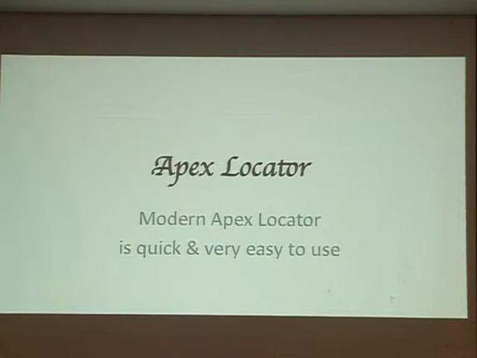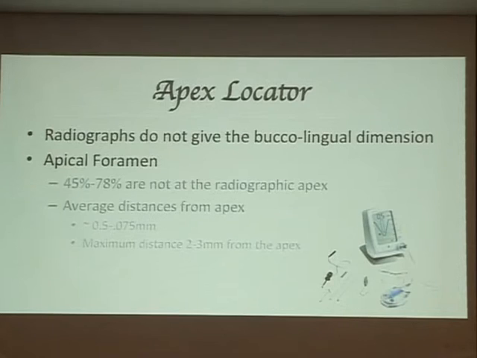Apex locators are now a standard instrument we use. If you do a lot of endo, this is one of the instruments I recommend you buy. The system I use is from Endo because it has two functions. It's an apex locator and an electronic pulp tester. So we have one machine with two functions.